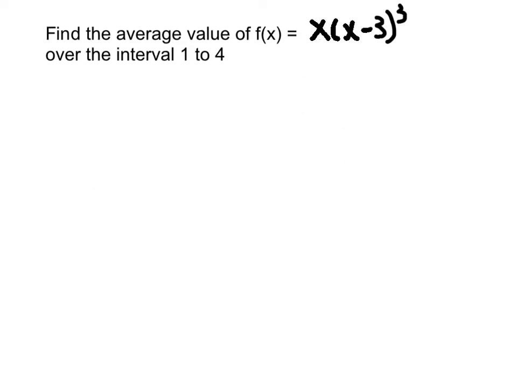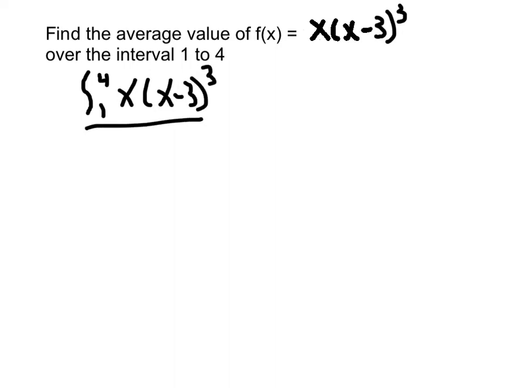We'll take this as an opportunity to also review u sub that we learned yesterday, like the extra x u sub. So I want you to find the average value between 1 and 4 of this. We'll set it up first, and then I'll ask you to do the u sub. Just using the average value formula, this would be the integral from 1 to 4 of x times (x minus 3) cubed, over 4 minus 1. I'll give you a couple of minutes to do u substitution to evaluate the integral in the numerator.